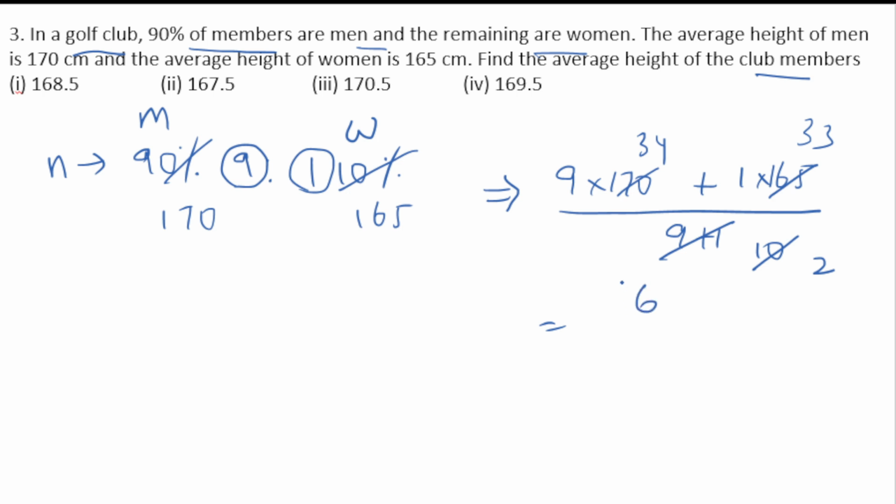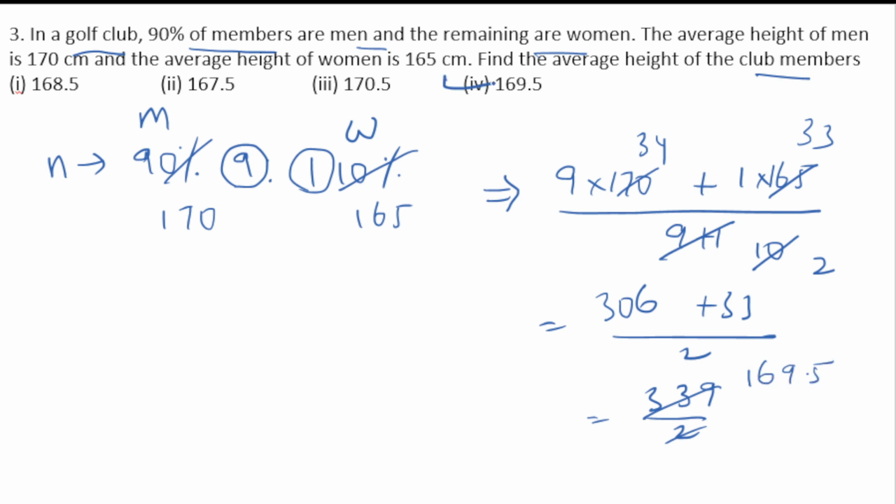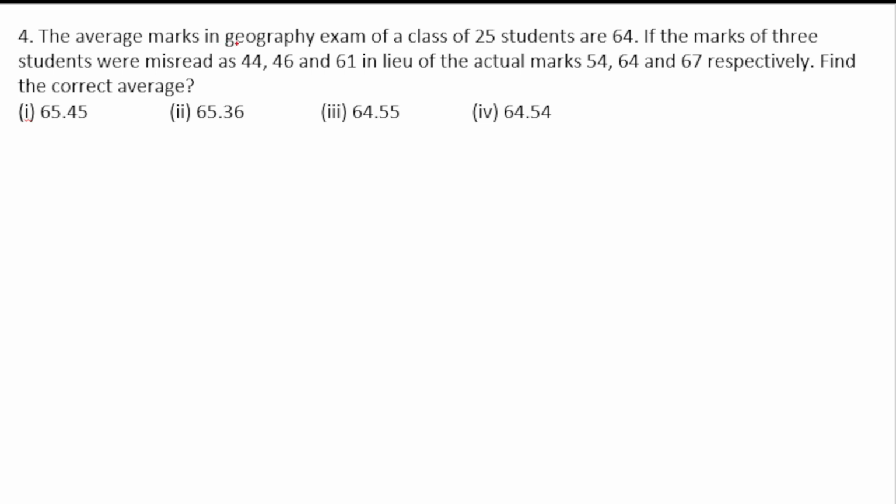It is 9 into 4, 36, 27 plus 3, 30 plus 33 divided by 2. It is 339 divided by 2. It is 169.5. Fourth option. Next one, the average marks in geography exam of a class of 25 students are 64.